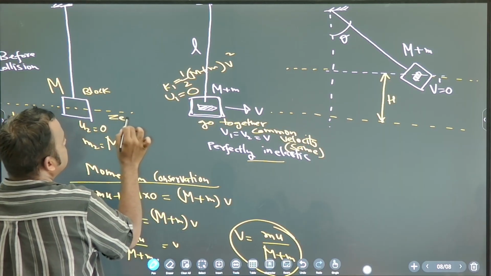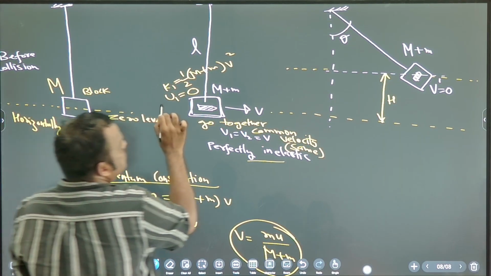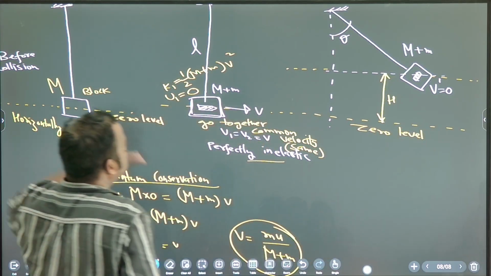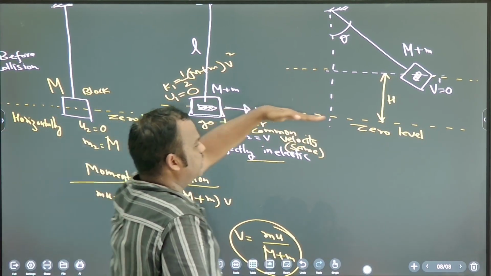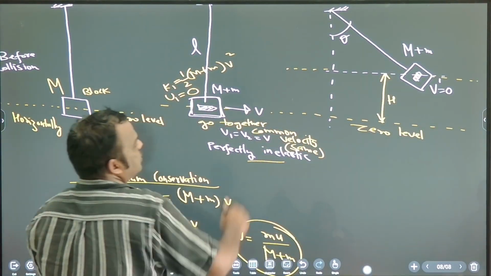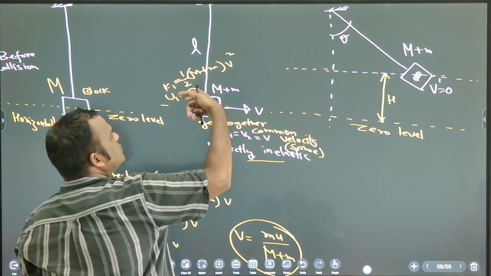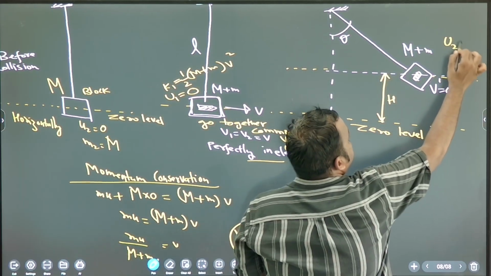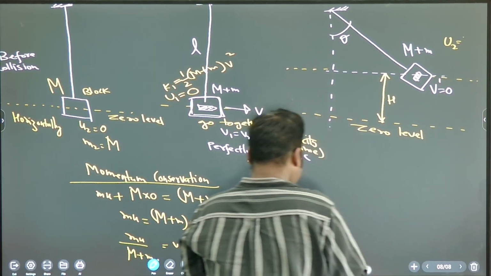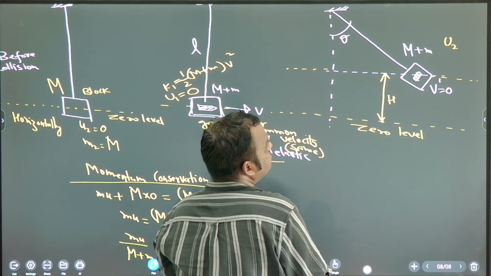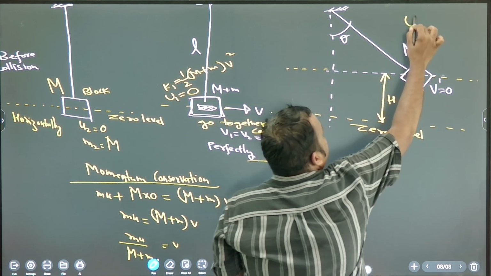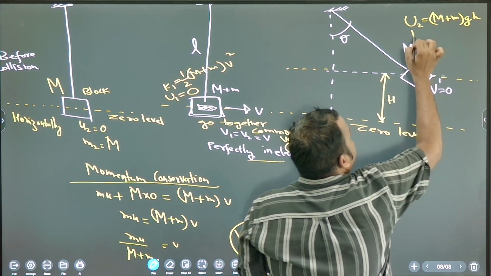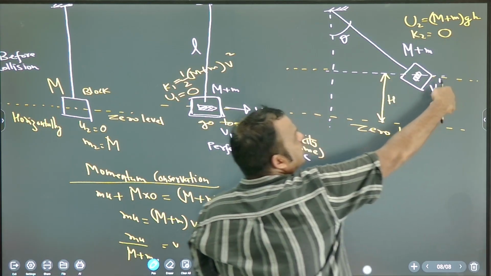You can take this as the 0 level. The direction of the bullet is going in which direction? 0 level. Okay, understood. So what is U1? 0. What is U2 here? (M plus m) gH. So U2 is (M plus m) into gH. What is K2? K2 is 0.